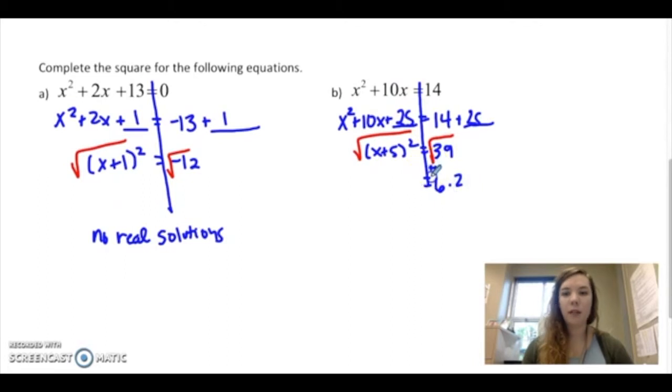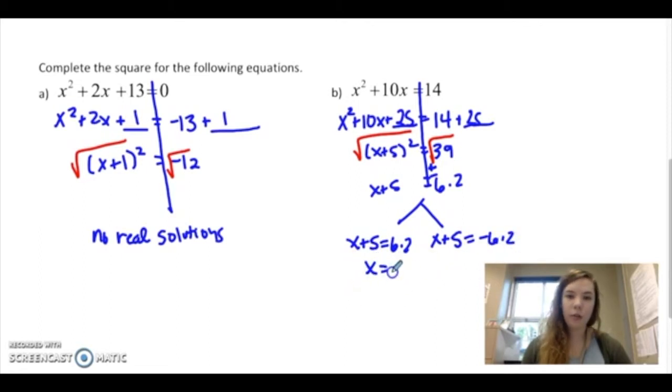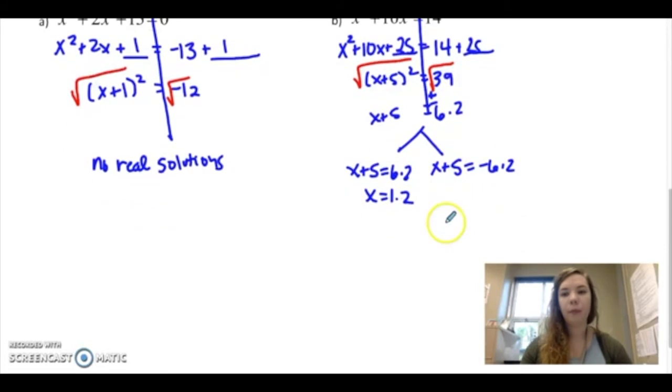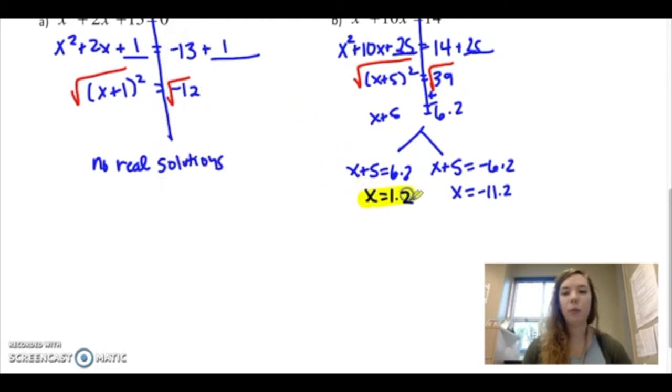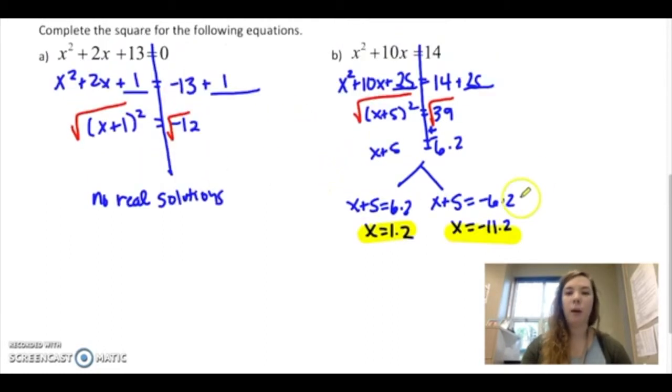But remember, it's positive and negative. You have 2 roots to every square root. So to solve this, or to keep solving it, I had to split it into 2. I'd have x plus 5 equals positive 6.2, and x plus 5 equals negative 6.2. So for this one, I would have 1.2. And for this one, I would have negative 11.2. So those would be my 2 solutions to this problem. And this one had no real solutions.